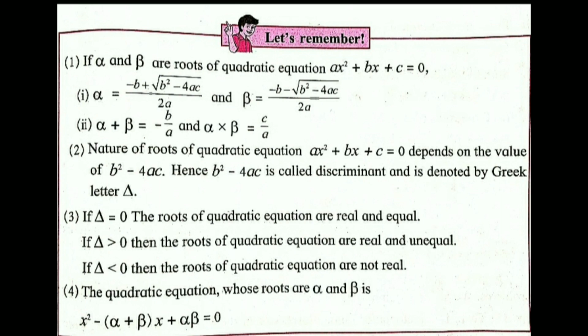Again, once you know the values of alpha and beta, that is the roots of the quadratic equation, we can form the quadratic equation by the relation in the form of x. We can write the equation x square minus (alpha plus beta) x plus alpha into beta is equal to 0. This way we can form the quadratic equation.